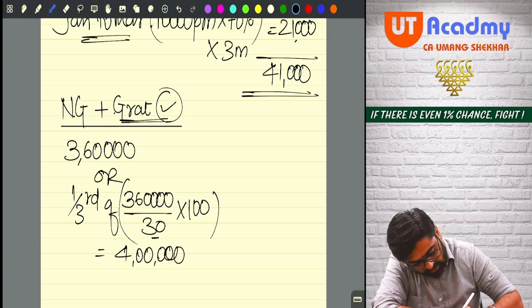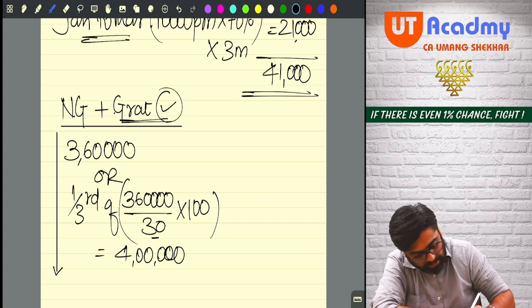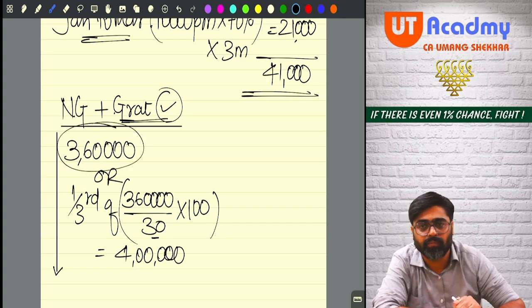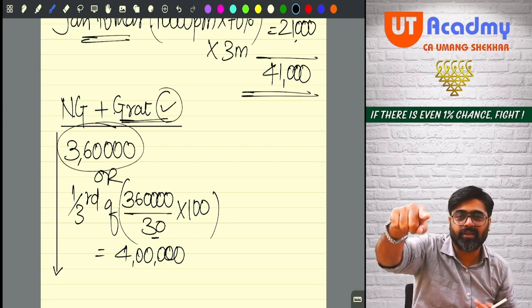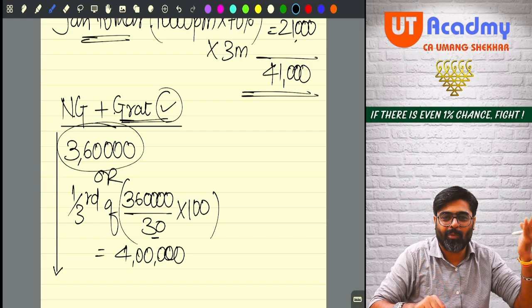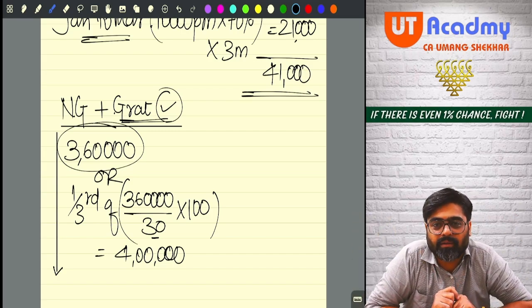So either 360 or 4 lakh, whichever is lower. Can I say 3,60,000 is the lower amount? How much commuted pension received? 3,60,000. How much is exempt? 3,60,000. How much is taxable? 0. Got it?